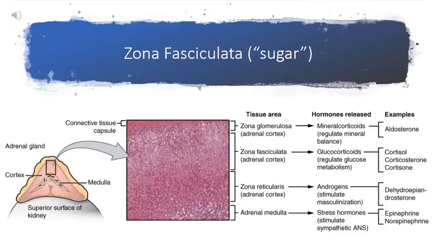Zona fasciculata. The intermediate region of the adrenal cortex is the zona fasciculata, which is named as such because the cells form small fascicles, or bundles, which are separated by tiny blood vessels. The zona fasciculata produces hormones called glucocorticoids. Glucocorticoids got their name because of their role in glucose metabolism.